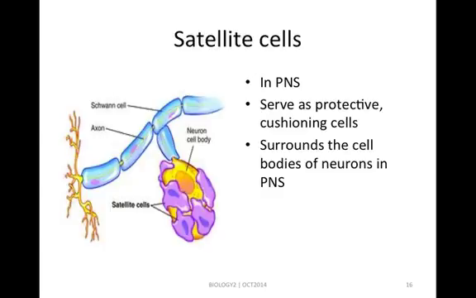The last Glia cells that we are looking at will be the satellite cells. Satellite cells are only found in the PNS. Okay, so take note of where your Glia cells are, whether they are found in the PNS or CNS. It's quite important. Satellite cells serve as protective and cushioning cells, and in this diagram they are seen surrounding the cell body of neurons in the PNS. Okay, so this is their function, to protect and cushion cells.